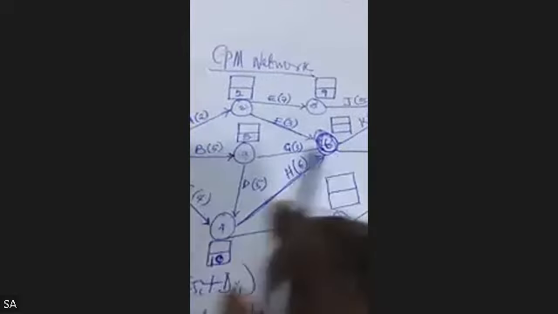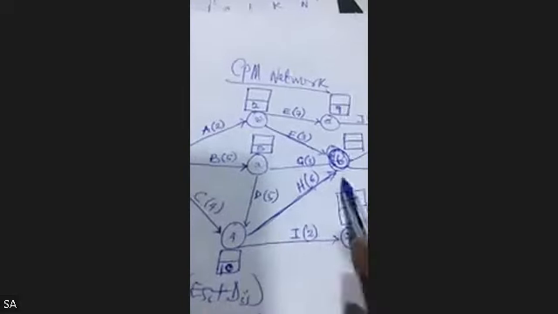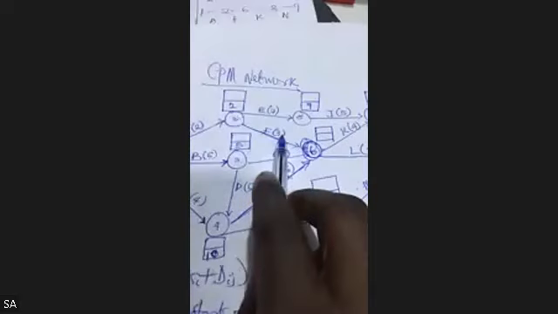Okay, let's go to node 6. For node 6, how many activities lead to node 6? Oh, 2 to 3, 3 to 6, and then what? 4 to 6. Oh yeah, let's go there. 2 plus 3 is 5. Okay, I do not understand node 4. Let me go back to node 4.